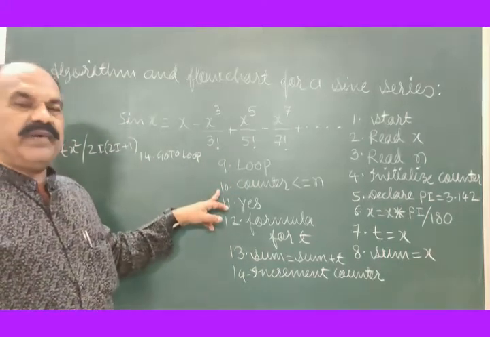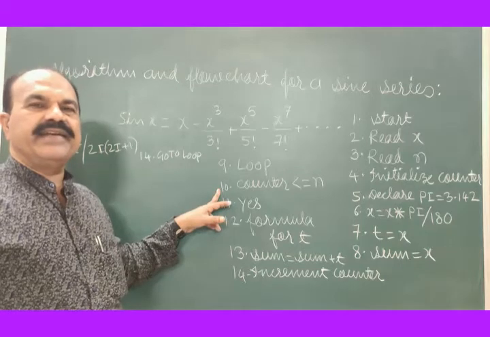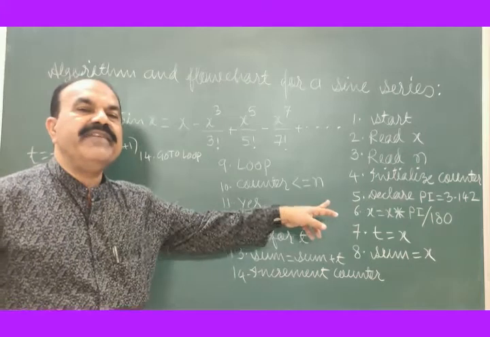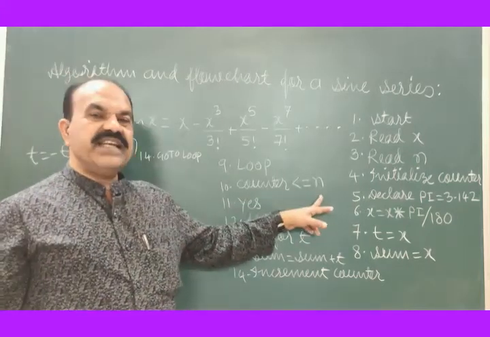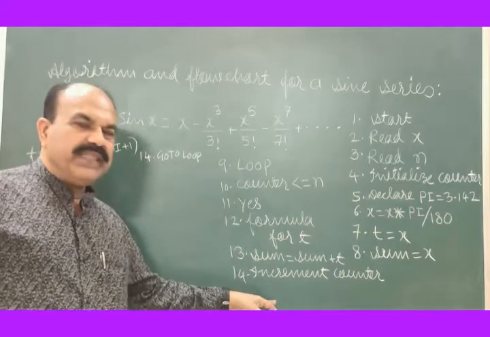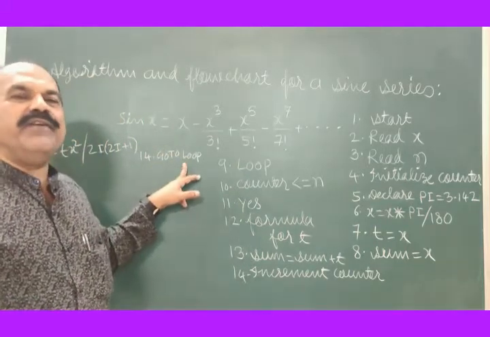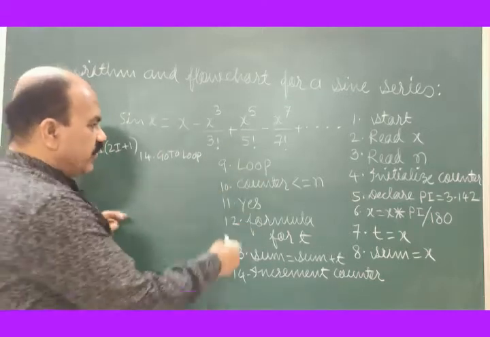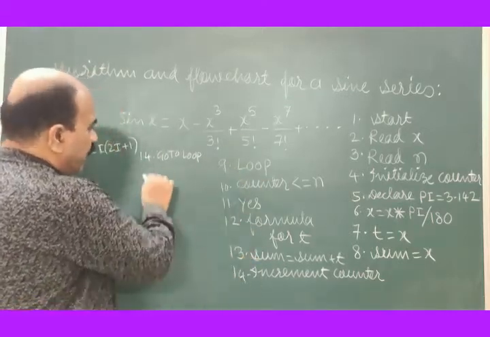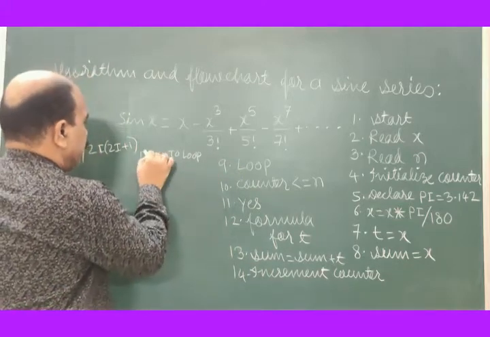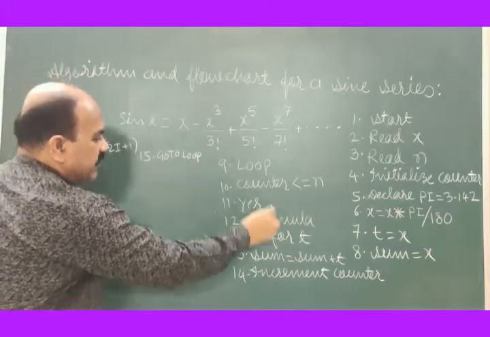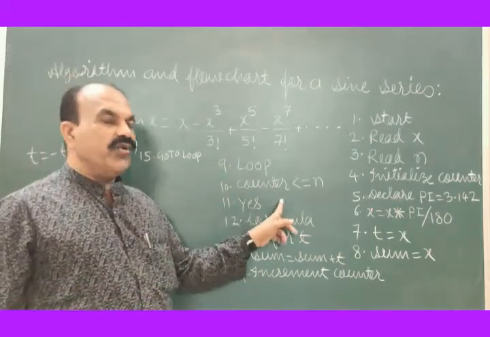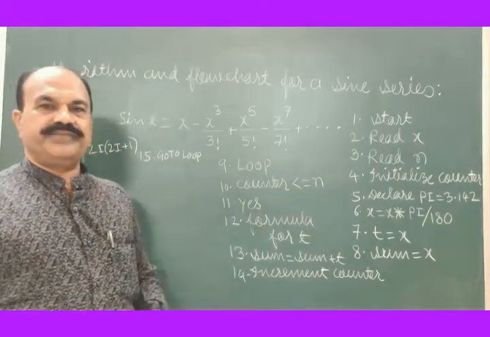After loop, you will automatically come at 10. Here the counter will be equated with n. If counter is less than equal to n, the same thing will be repeated and you will be sent back to the loop. This is continued from 9 to 14, it is 15. These steps from 9 to 15 will be continued till the counter becomes more than n.